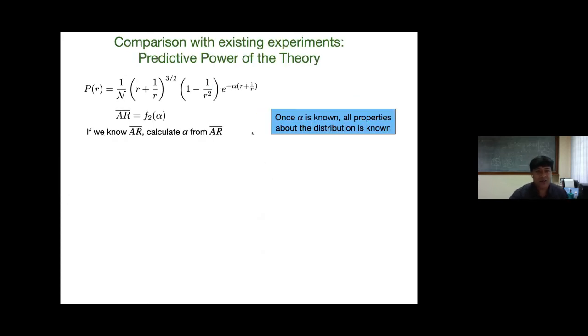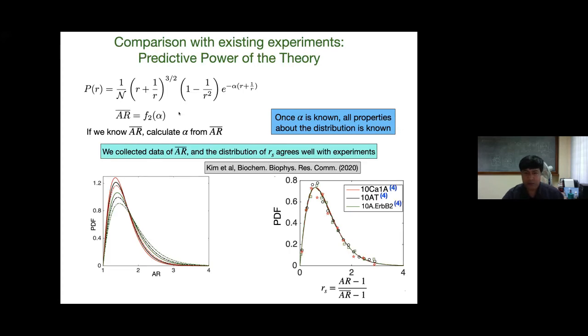Now, just at the end, let me point out this predictive power of the theory. So there is one parameter in the theoretical distribution. So we can have an analytical expression for the average aspect ratio with alpha. And once we know the average aspect ratio, we can calculate alpha using this relation. Once alpha is known, all properties of the distribution are known. So we tested this aspect in experimental data.